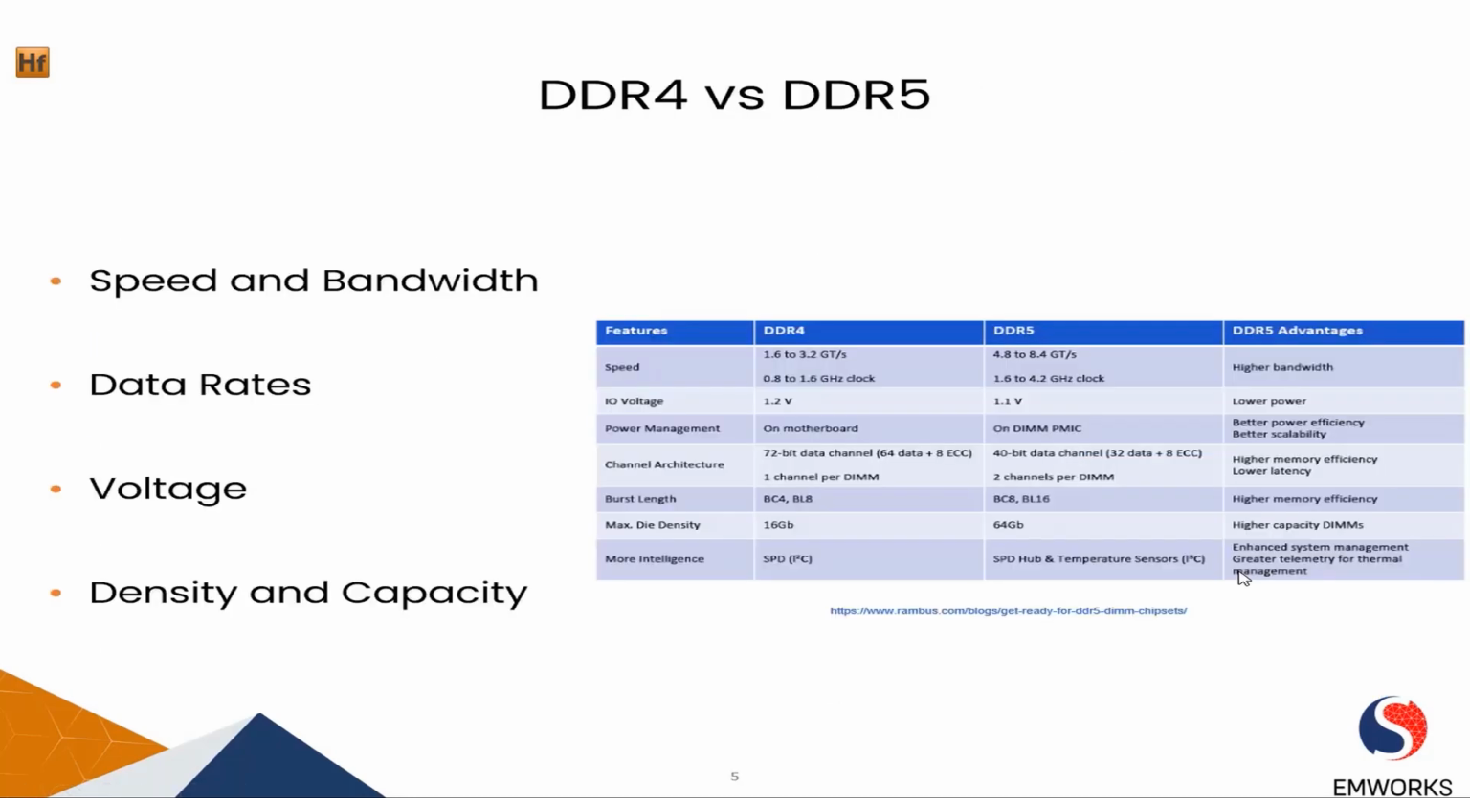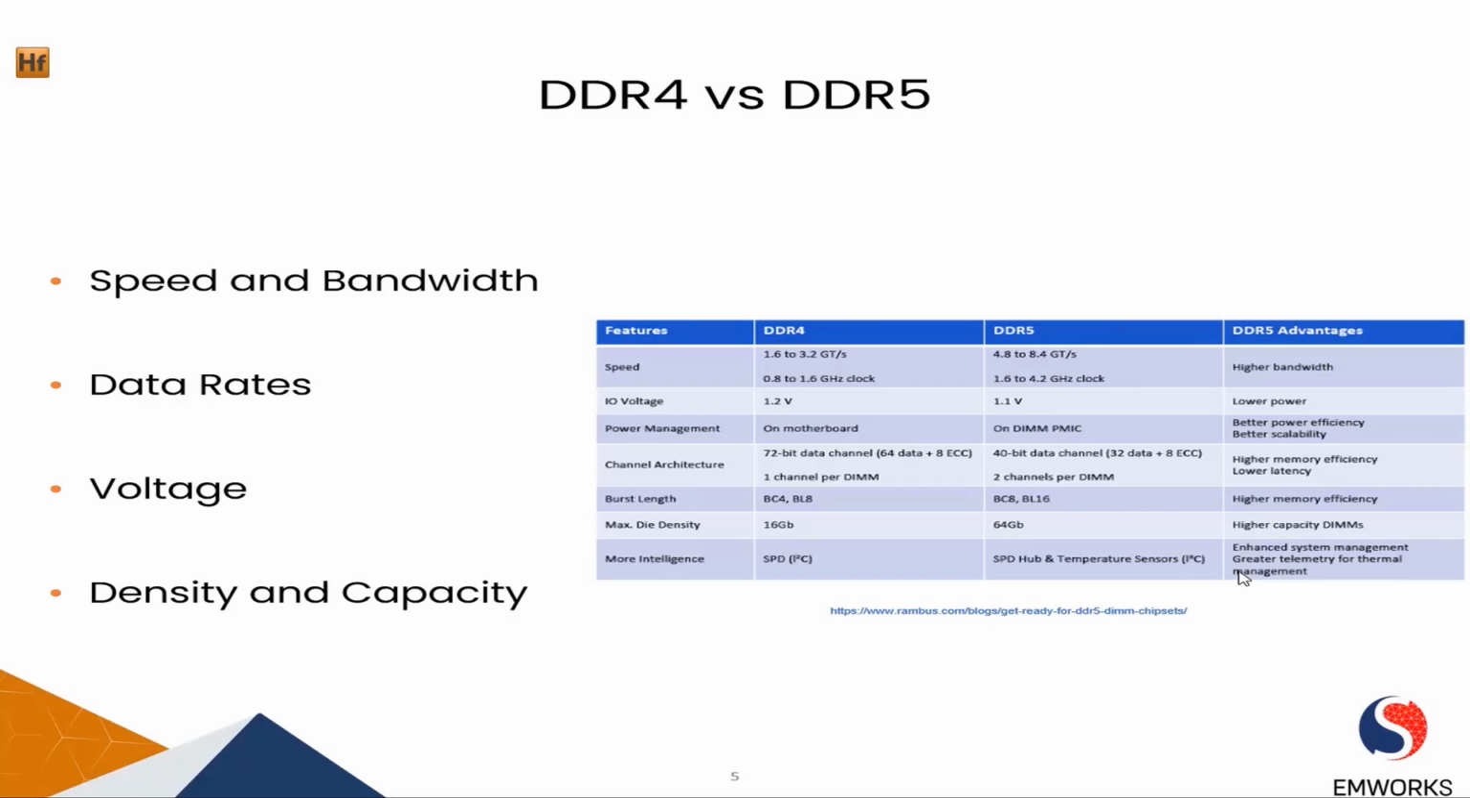Now let's look at the key differences between DDR4 and DDR5 technologies. DDR4 and DDR5 are different generations of RAM used in computers and other electronic devices. Here are some of the main differences. First, let's talk about speed and bandwidth. DDR5 offers higher data transfer rates and increased bandwidth compared to DDR4. This means that DDR5 memory modules can deliver data to and from the CPU and other components at a faster rate, potentially leading to improved system performance.